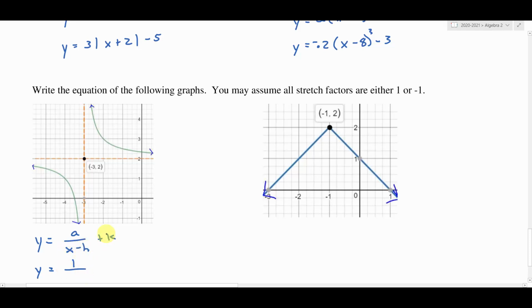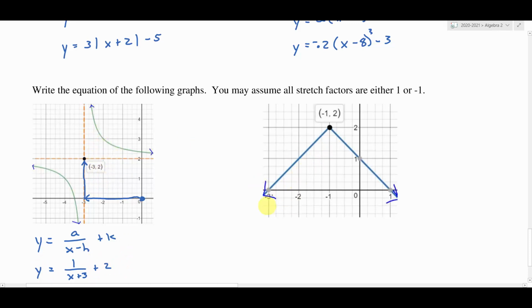Now, the h value and the k value can be found by looking at the locator point. So remember, the locator point for all of these functions usually starts over here at 0. So this particular locator point has moved. It has moved left 3 units. And to move left 3 units, we need a plus 3. It has also moved up 2 units. So we need a plus 2 for the k value. And that completes my equation for this graph.